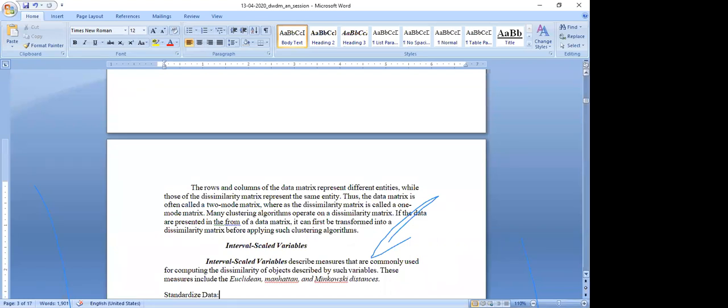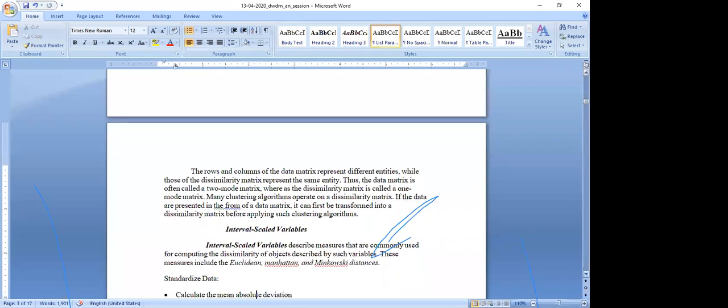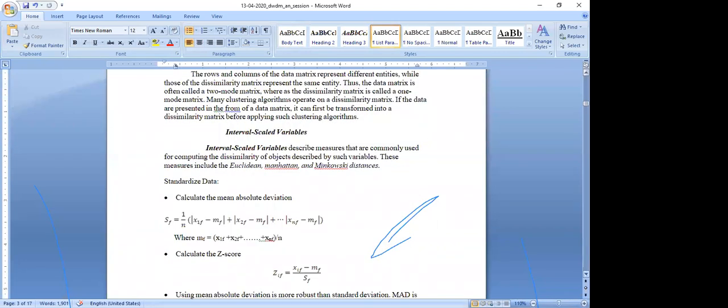For that, the measures we calculate here are Euclidean distance, Manhattan distance and Minkowski distance. Let's see an example of this. This example is there in your question bank, critical thinking. So here, first we need to calculate the standardized data. For that we are using the mean absolute deviation. What is the formula? 1 by n into the absolute value of x1 minus the mean, up to the last object minus the mean.